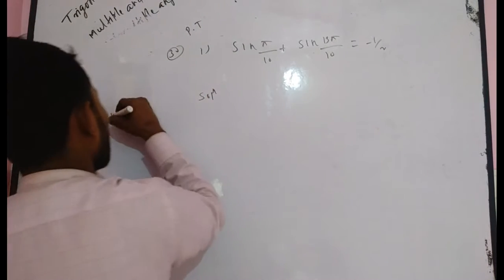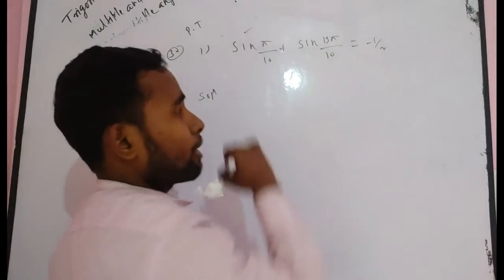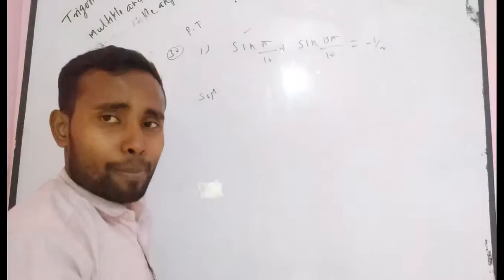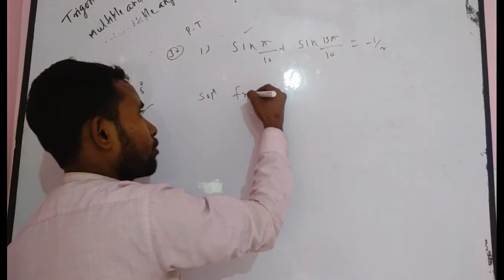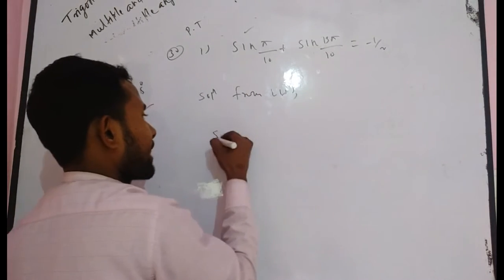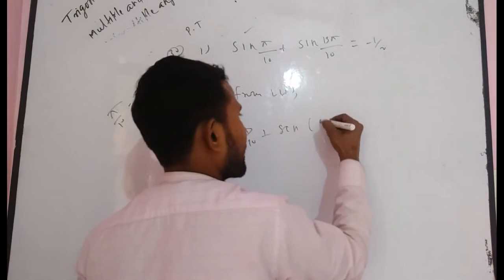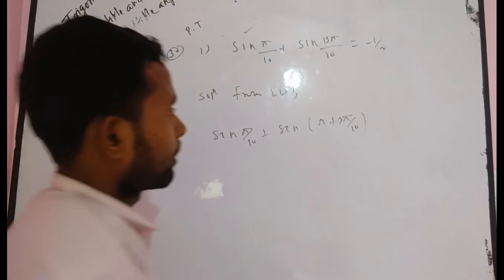I think pi by 10 is equal to what? 18 degree. Big number. So you can put in the value of sin pi by 10. Now you have to convert this angle in simplified form, so that you can put directly in this expression in LHS. Can you write from LHS sin pi by 10 plus sin 13 pi by 10 can be written as pi plus 3 pi by 10?